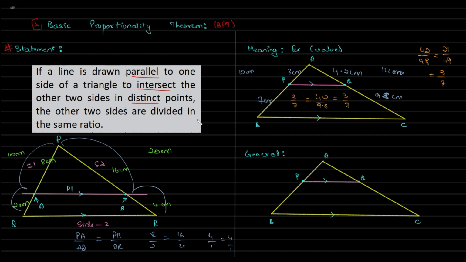So this is what the theorem tells. In general, with a line parallel to the third side dividing the other two sides at two distinct points, if this is A centimeter and this is B centimeter, the ratio A by B, and if this is M centimeter and this is N centimeter, A by B will be equal to M by N. That's what the theorem tells. As simple as that.